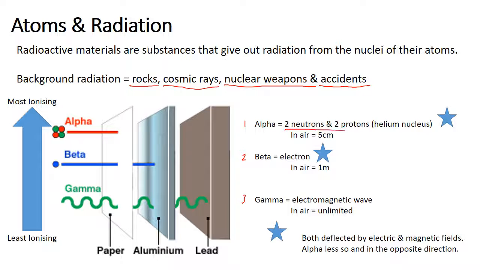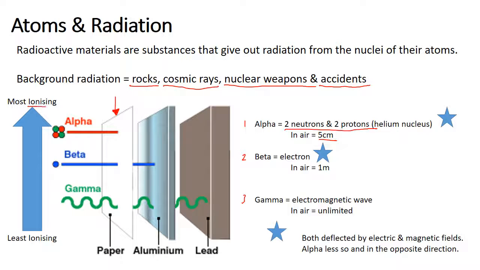Alpha radiation is made up of 2 neutrons and 2 protons. And in air it can only travel about 5 centimetres. This is because it's the largest type of radiation. It can also be stopped by paper, which is kind of handy. So it doesn't travel very far, and it certainly can't travel through anything thicker than paper.